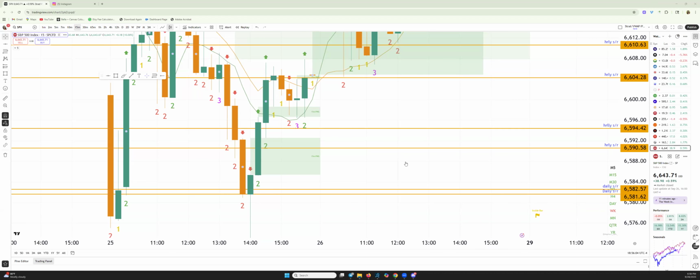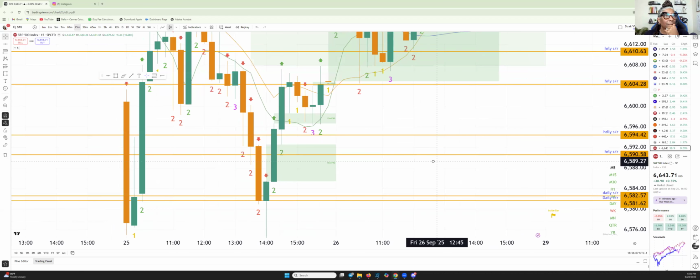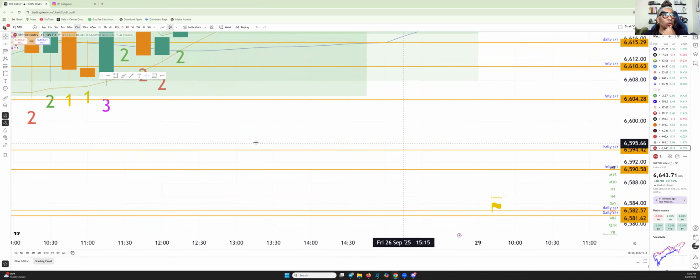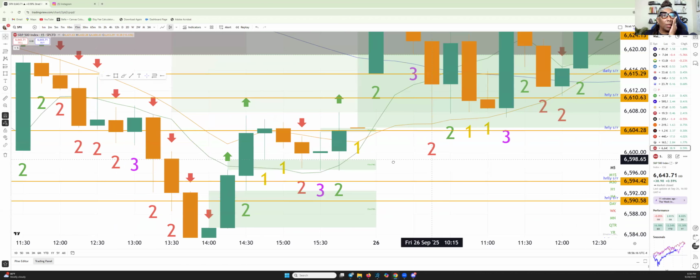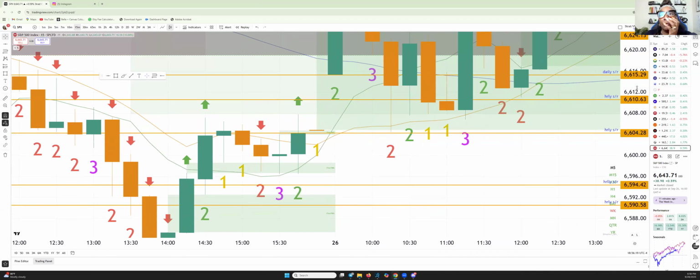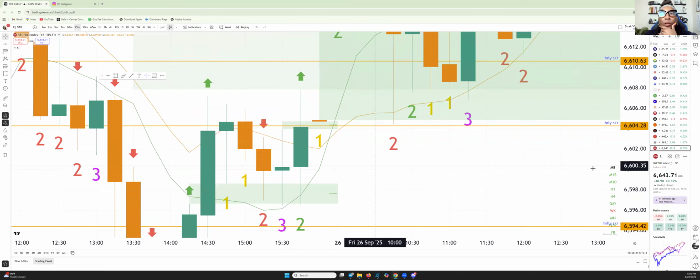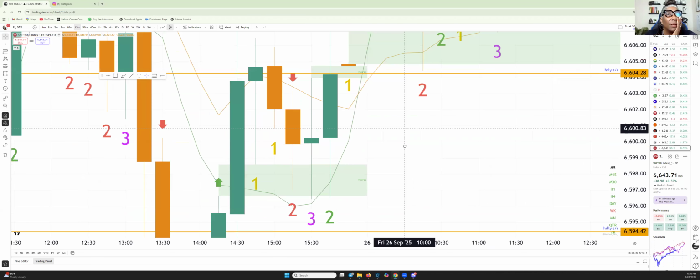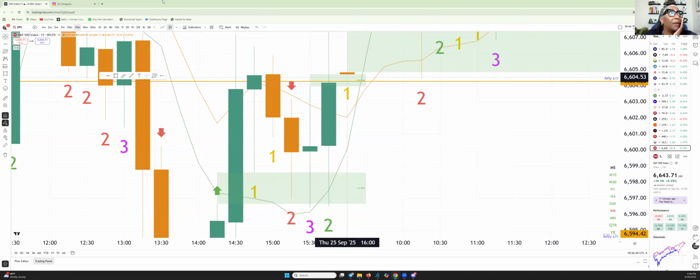Okay, so on the 25th, here we go. Let me make this bigger so we all can see, just in case we're looking at cell phones. Okay, so this was Thursday evening, and what we see here is a 15-minute fair value gap here, and there's another 15-minute fair value gap here.